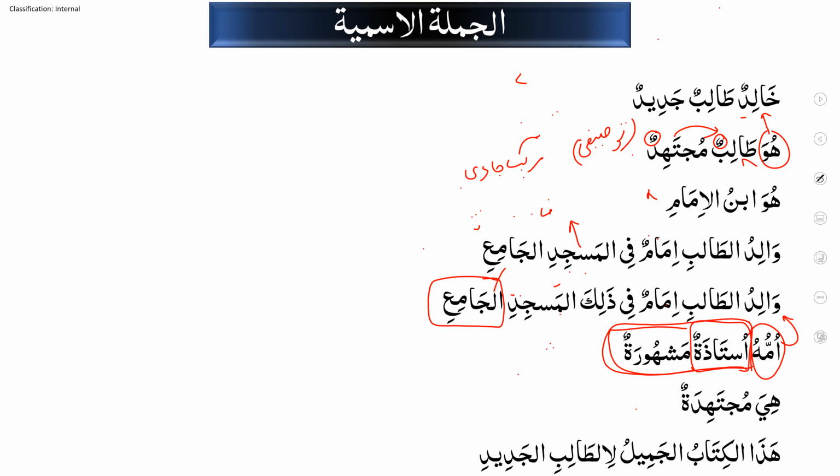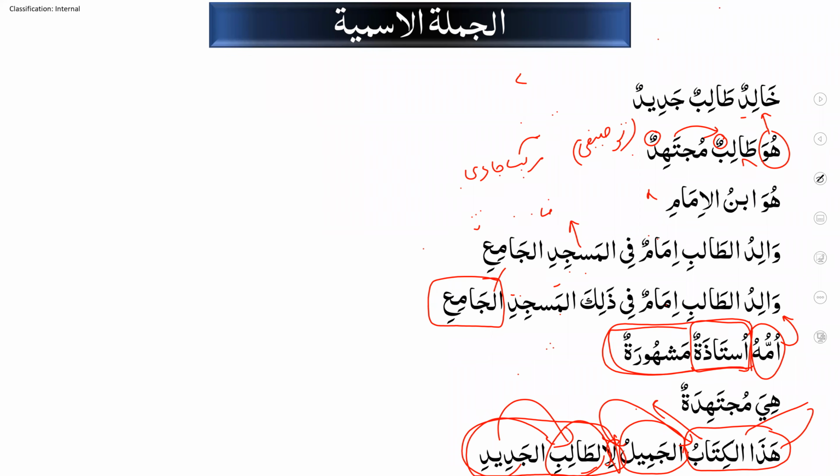Now, next sentence, هذا الكتاب الجميل للطالب الجديد. Again, this هذا الكتاب is a murakkab ishari: ishara and musharun ilayhi. Al-jamilu, now al-kitab is mawsuf also, so al-jamilu follows its mawsuf. So this beautiful book belongs to the new student. This is also murakkab tawsifi. الطالب الجديد: the lam, harfu jar, forced الطالب to become majroor and jadid followed its mawsuf.